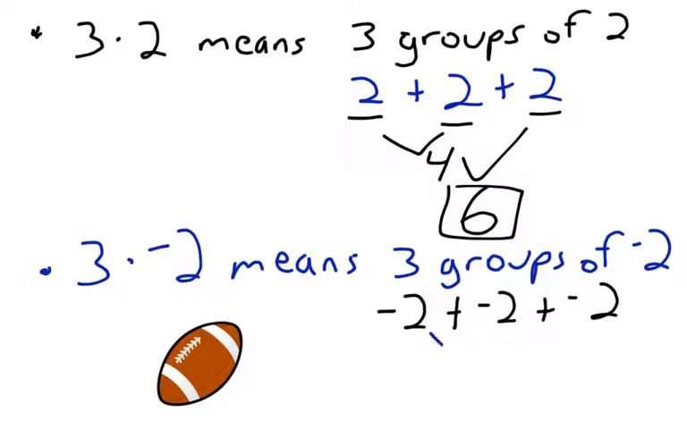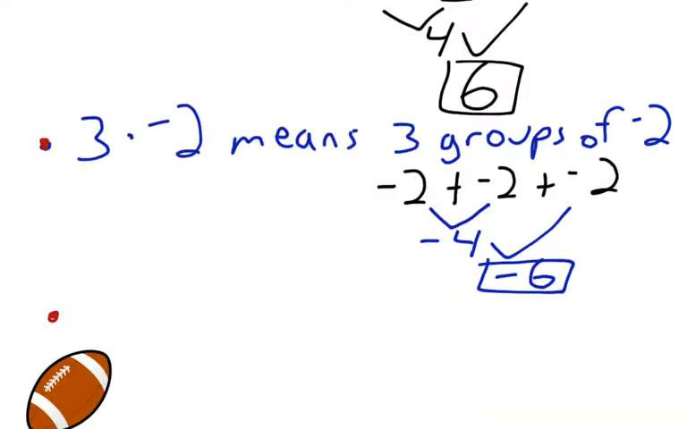And now I'm just going to do negative 2 plus negative 2. It's getting more negative, so it's negative 4. Negative 4 plus negative 2, it's getting even more negative, so that's negative 6. So negative 6 would be my answer to that. Alright, let's try one more example with that. What if we did a negative 3 times a negative 2?